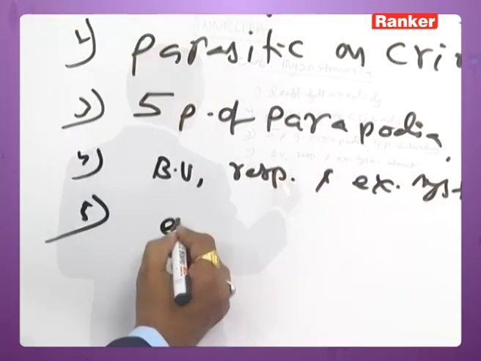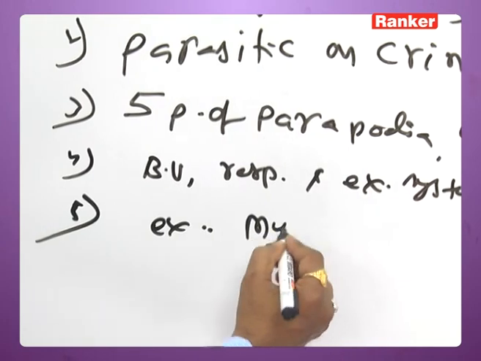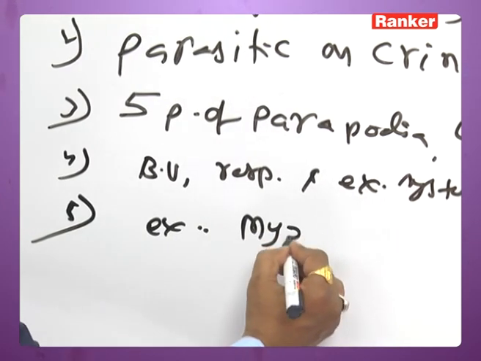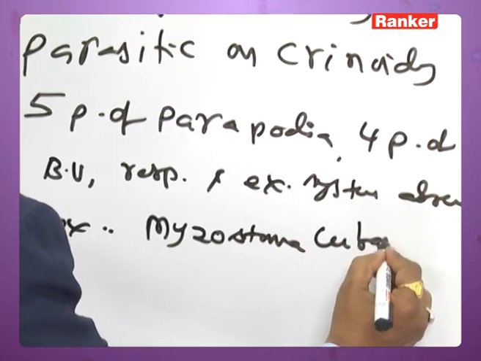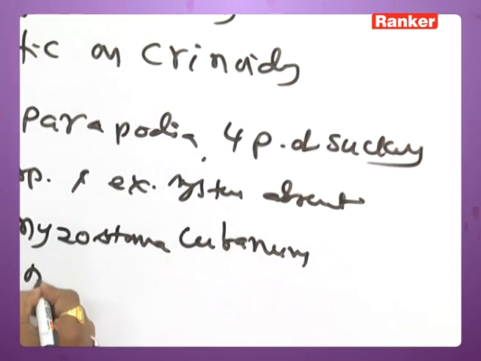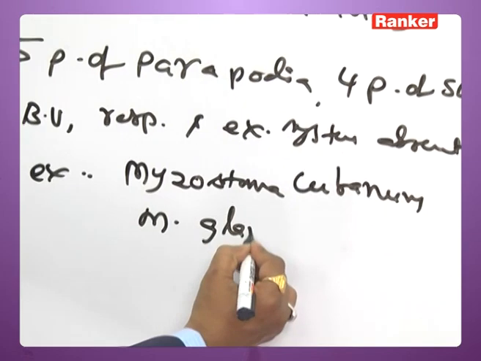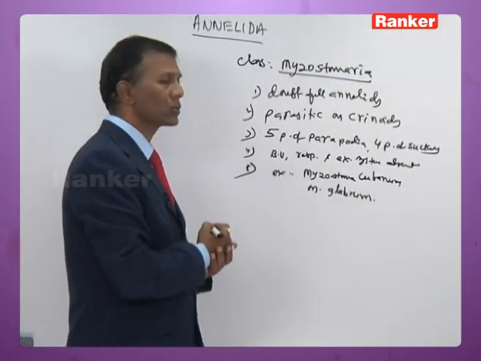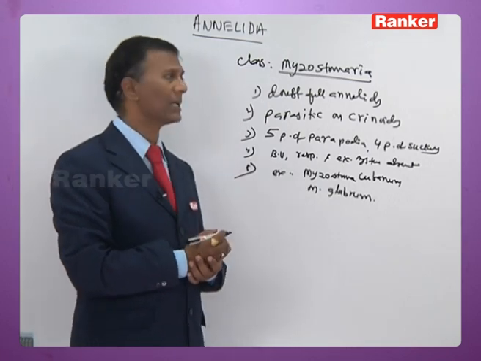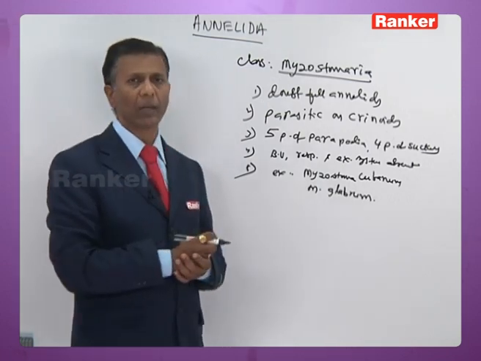Then the examples are Myzostoma cubanum and Myzostoma glabrum. Myzostoma cubanum and Myzostoma glabrum are the examples of class Myzostomaria.